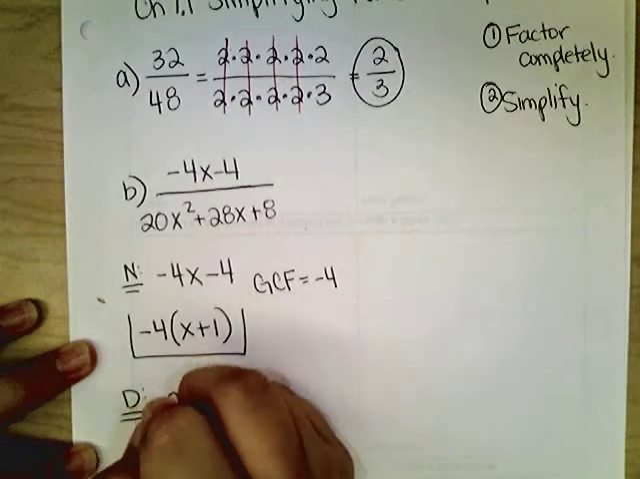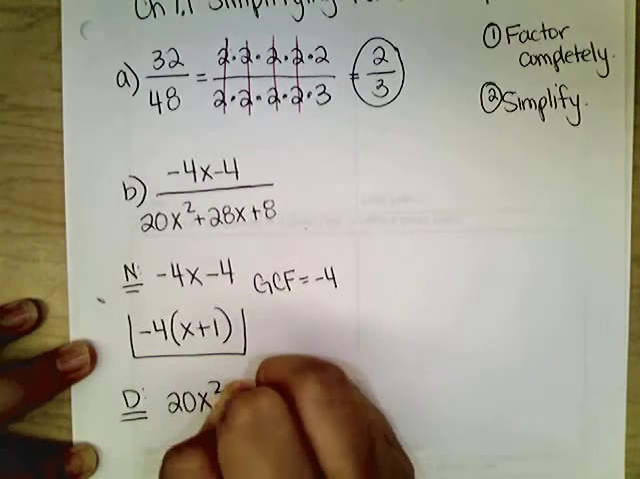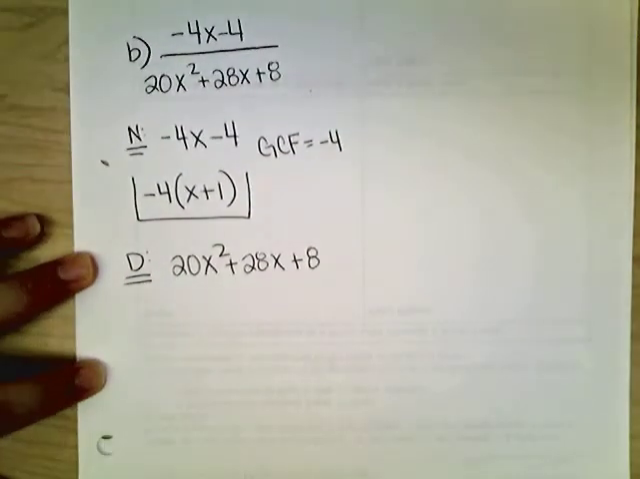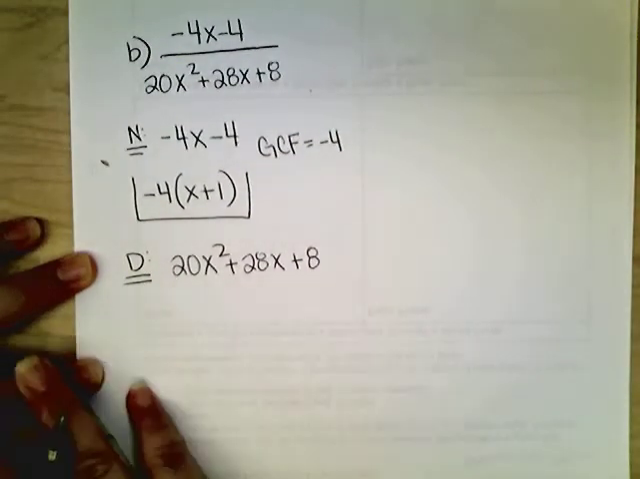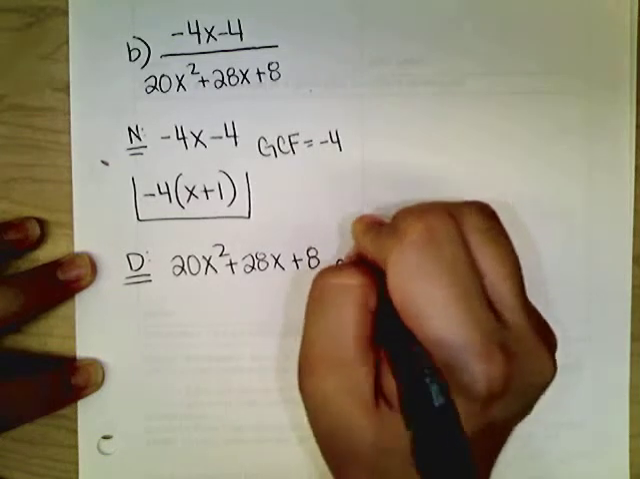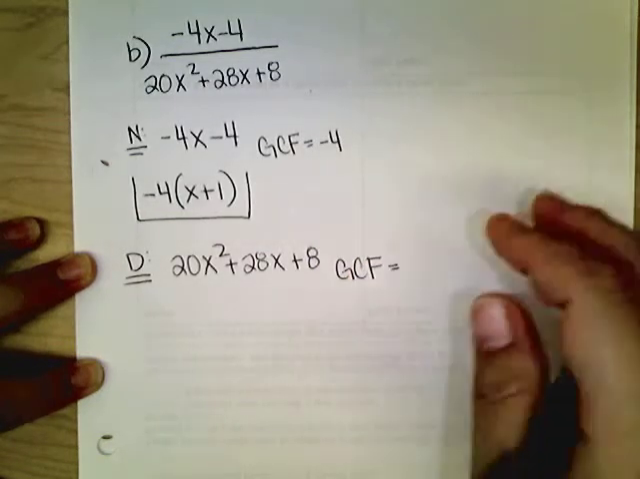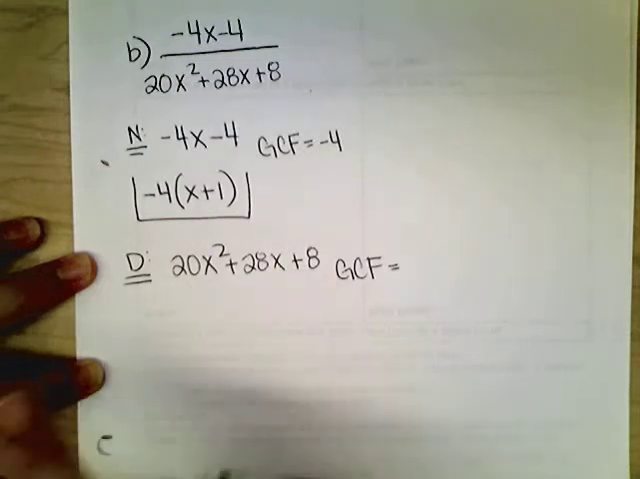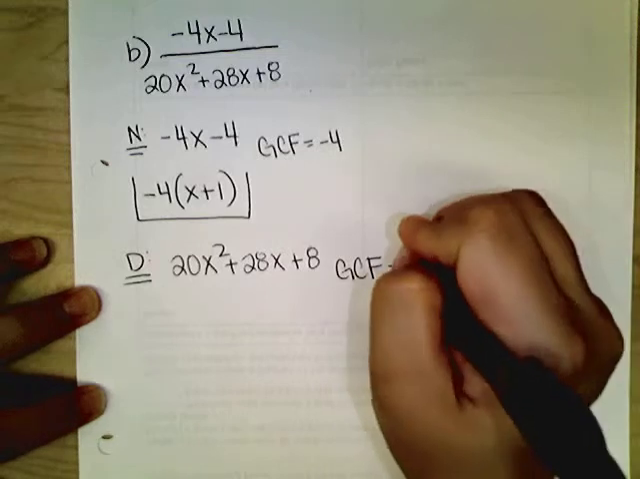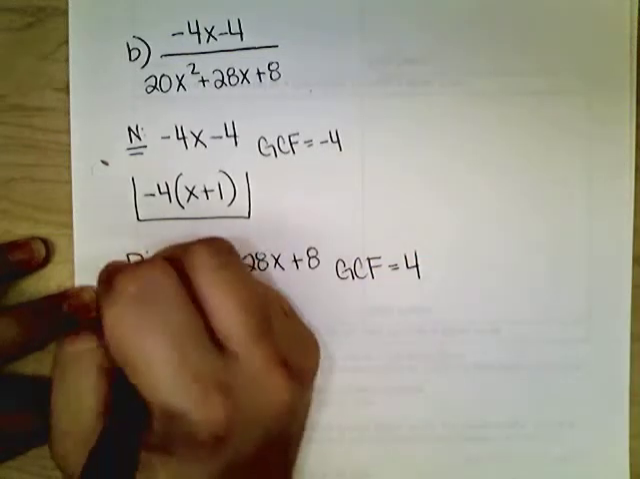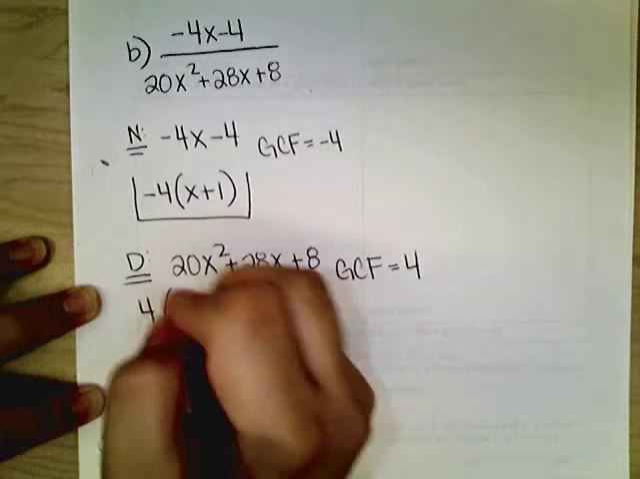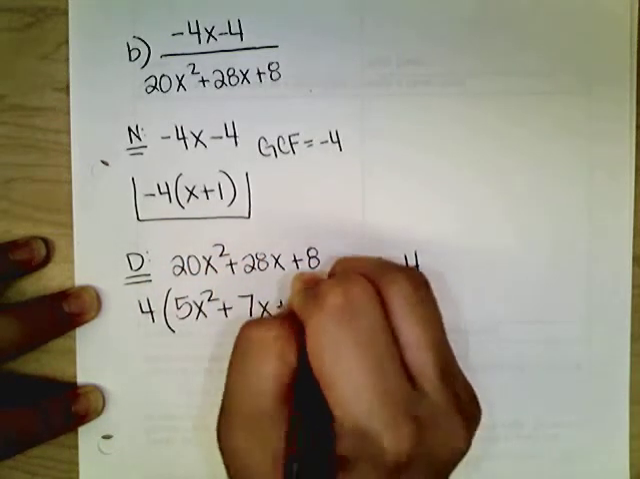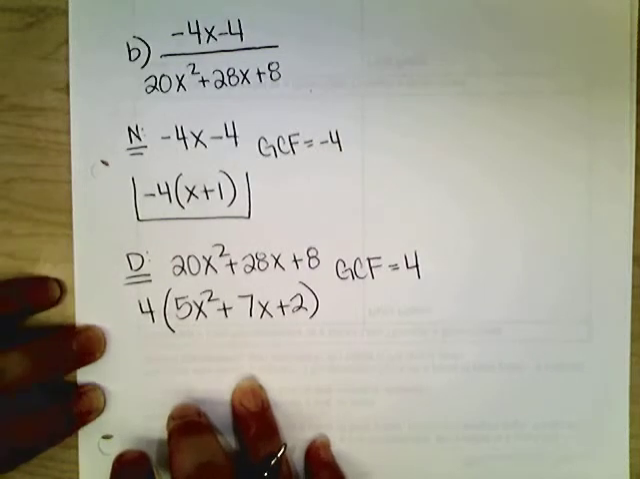We go ahead and factor 20x squared plus 28x plus 8. I'll move that up so we can see it a little more. Again, the first step is we look for our GCF. Here, I can definitely divide them by 2, but I can also divide them by 4. So our greatest common factor is a 4. I'm going to go ahead and factor that out. Remaining, I have 5x squared plus 7x plus 2, and that makes the numbers significantly smaller to work with.